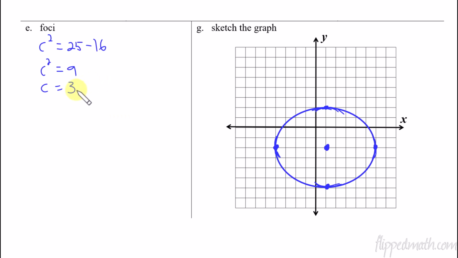And so we're going to add and subtract 3 along the major axis. Remember, this is a horizontal, so we're going left and right. So 1, 2, 3. There's one vertex. 1, 2, 3. Vertex, I mean foci. So there's a focus. There's another focus. And those are the imaginary dots.